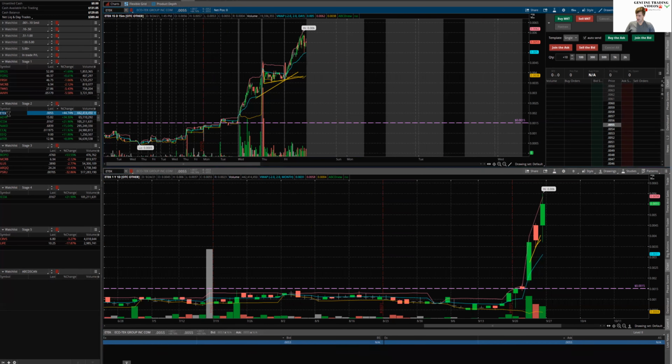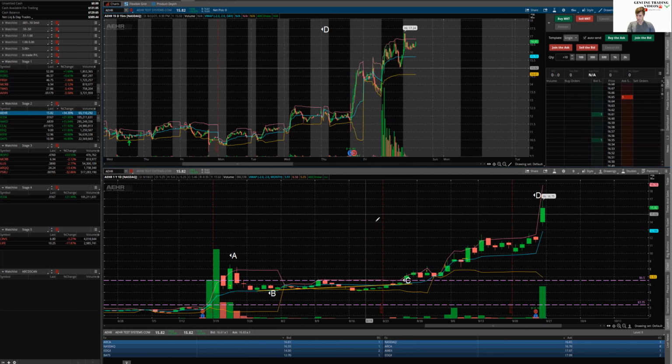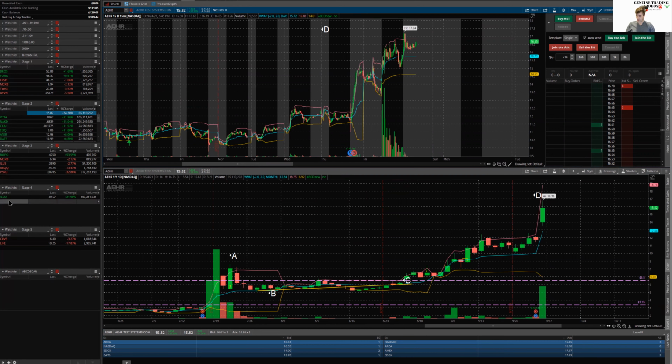This one should technically be a stage 1 play. I don't know how it got put into stage 2. I think I did that earlier in the video. This one is actually going from a stage 2. There was a stage 2 again right here. A nice clean breakout and it ramped up.